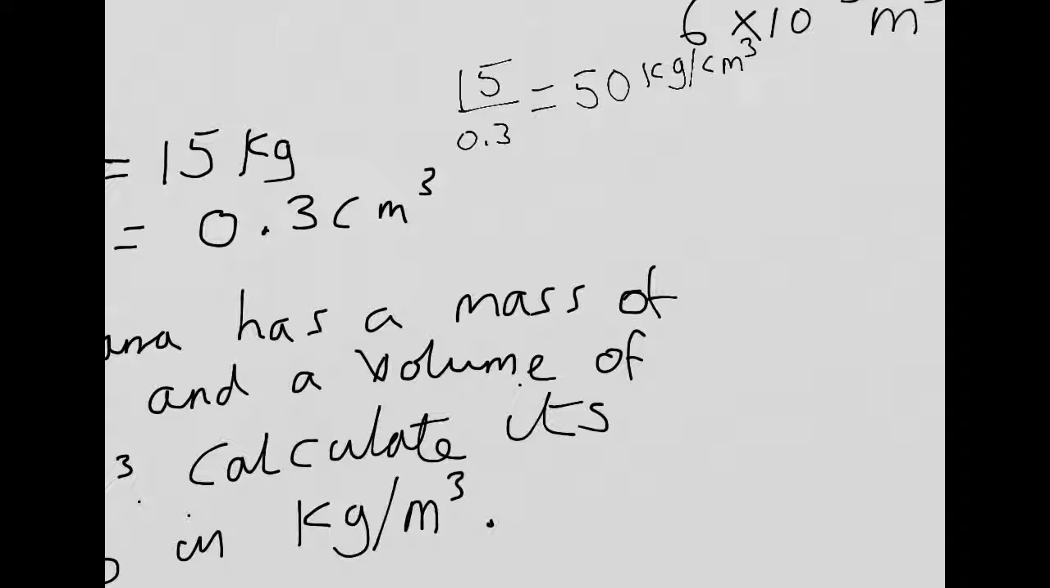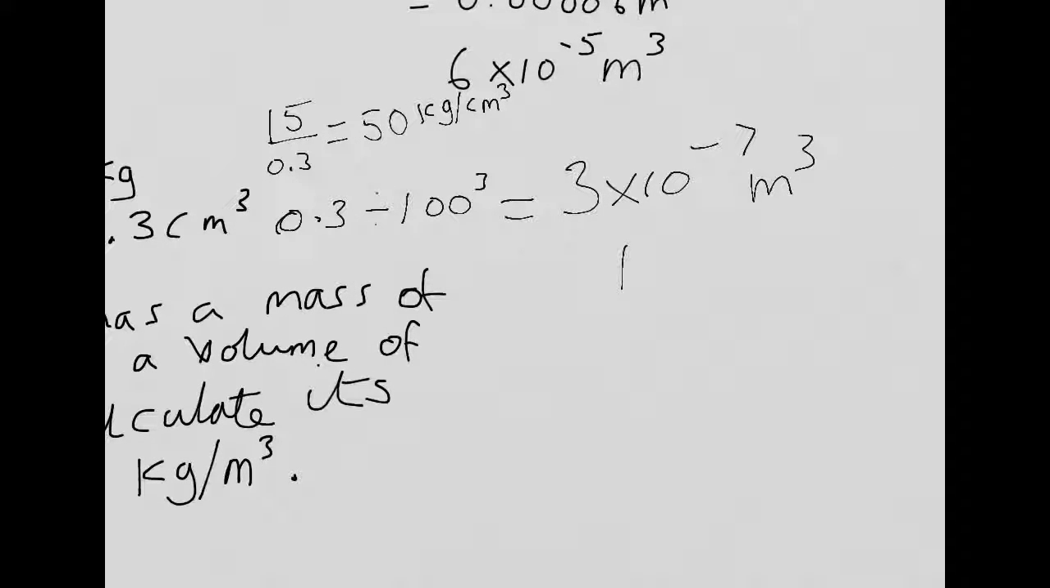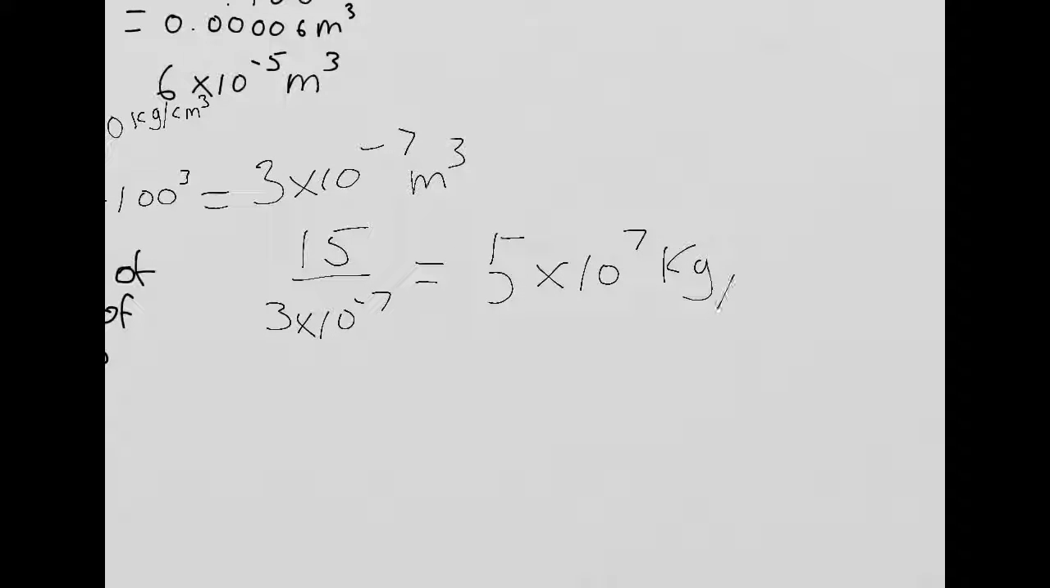First thing you need to do is take that 0.3 centimetres cubed and divide it by 100 cubed. If you did that, your calculator is probably going to give you it in standard form. So, that's 3 times 10 to the minus 7, that will give you meters cubed. Then what you've got to do is take the mass, which is the 15, divide it by what we've just worked out, 3 times 10 to the minus 7, and you should get 5 times 10 to the power 7 kilograms per meter cubed this time.